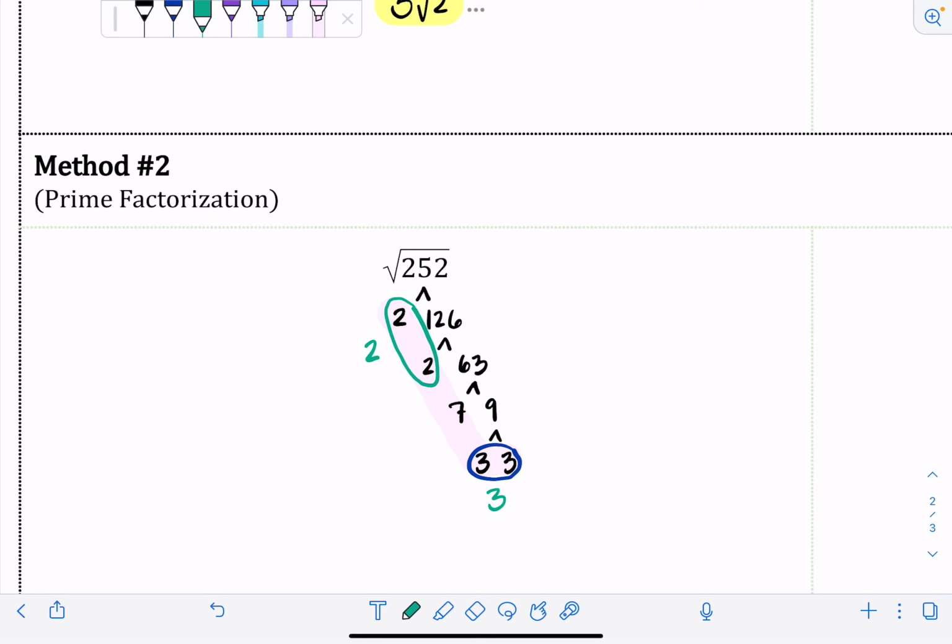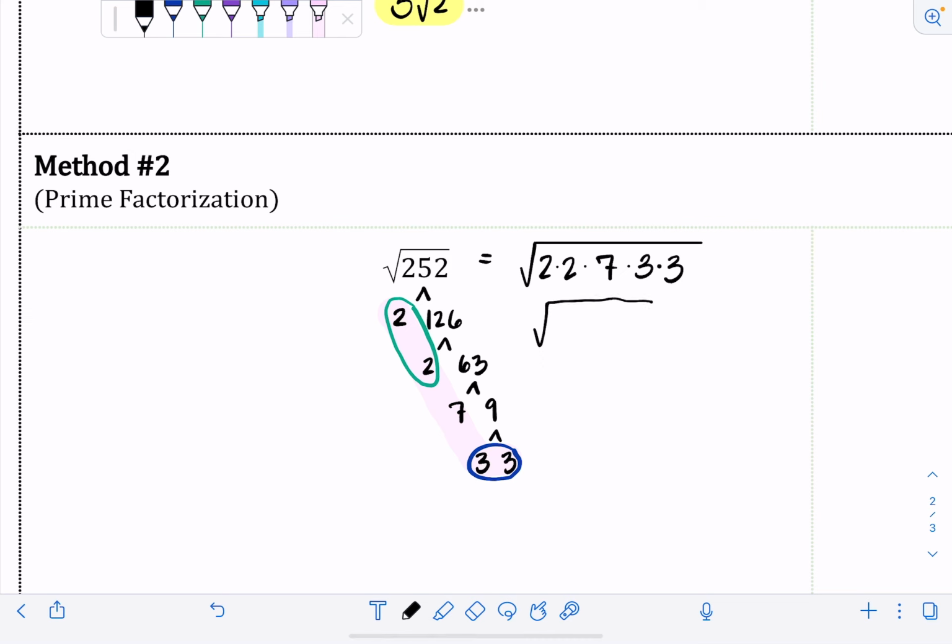So I'm actually going to backtrack a little bit. Your workbook goes into more detail in these steps, so I don't want that to throw you off. I'm just going to rewrite all these numbers inside the radical, and then after we finish, I can show you a little bit of a shortcut. So I have 2 times 2 times 7 times 3 times 3. I just took all of those light pink highlighted numbers and put them in the radical. And then 2 times 2 is 2 squared.